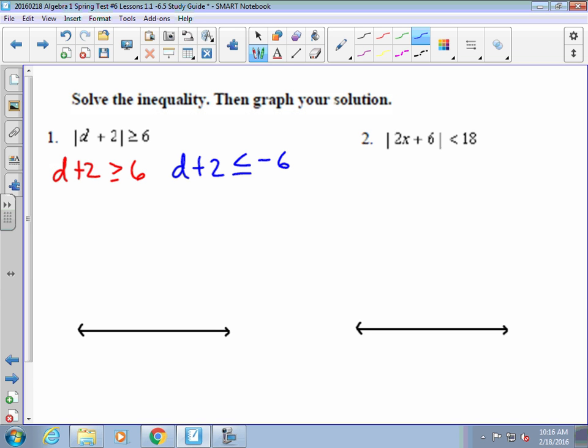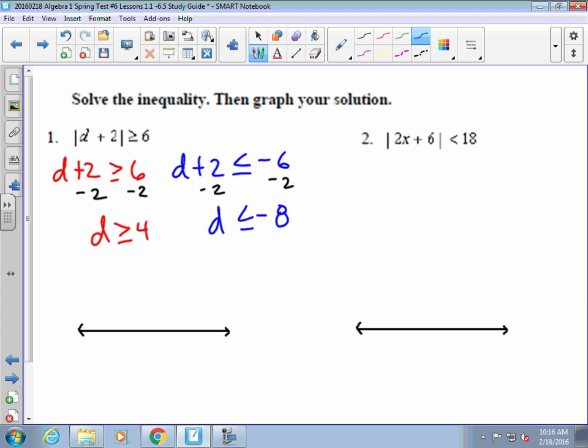D plus 2 is greater than or equal to 6, and D plus 2 is less than or equal to negative 6. So undo for both of them plus 2, so minus 2 here and here. So D then, and I'll write it back in red, D then is greater than or equal to 4. The other one, same thing, subtract the positive 2. D is less than or equal to. Those are the same signs, so add them up. 6 and 2 gives you 8, and keep that common sign negative. So that's both of them solved out.